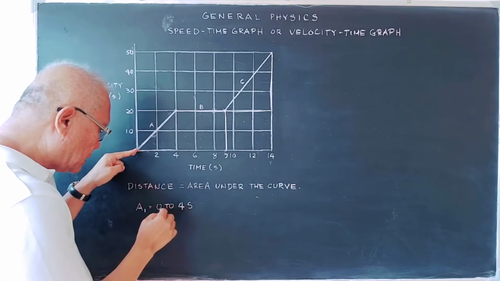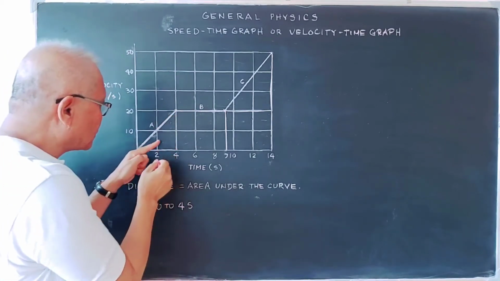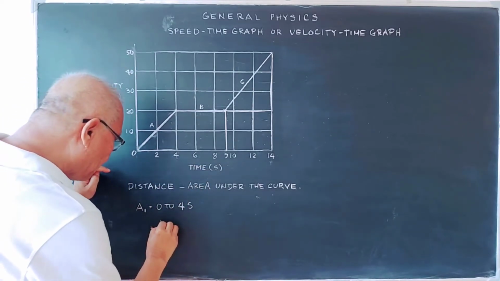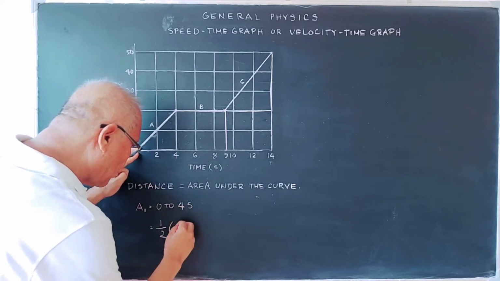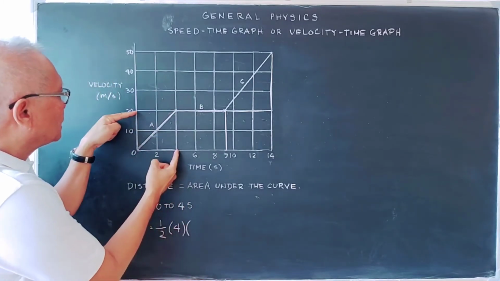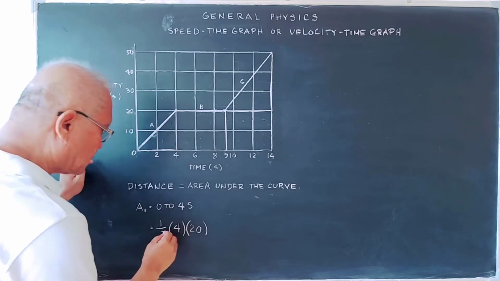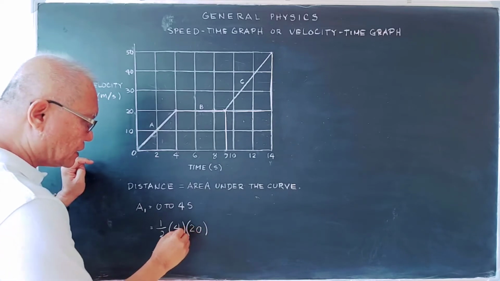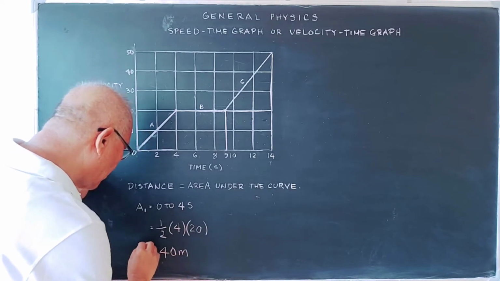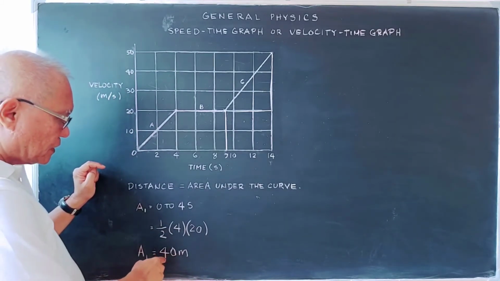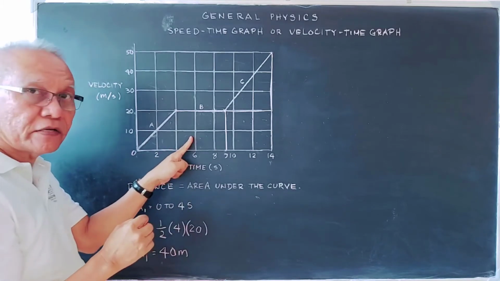So let us find the area of this triangle. The area of a triangle is equal to 1/2 times base times height, because this one is triangular in shape. So we have 1/2, this one is area 1, 1/2 times the base, 4 minus 0 is 4, times the height of the triangle, 20. So 1/2 times 4 times 20 is 80 divided by 2 is 40 meters. So this one is our A sub 1, the distance traveled by our object from 0 seconds to 4 seconds. This is a triangle. The next one is area sub 2.